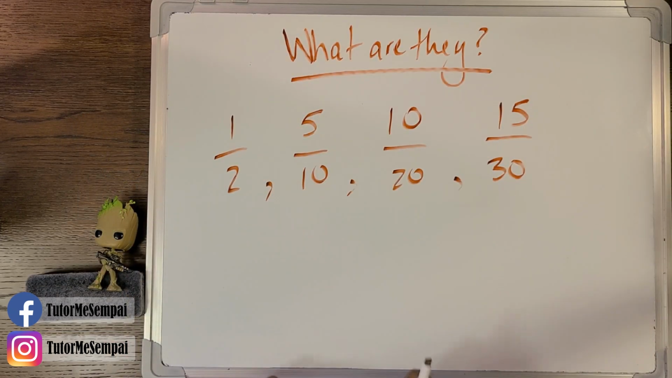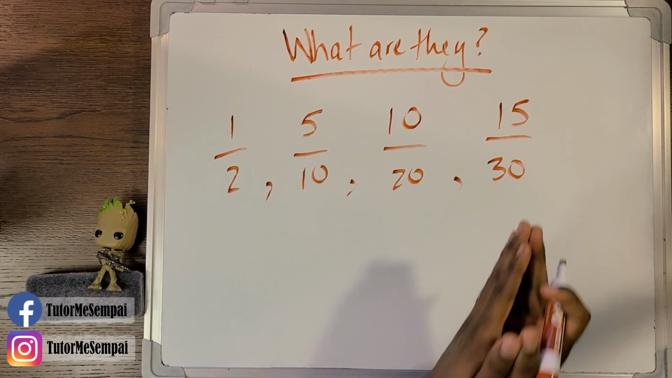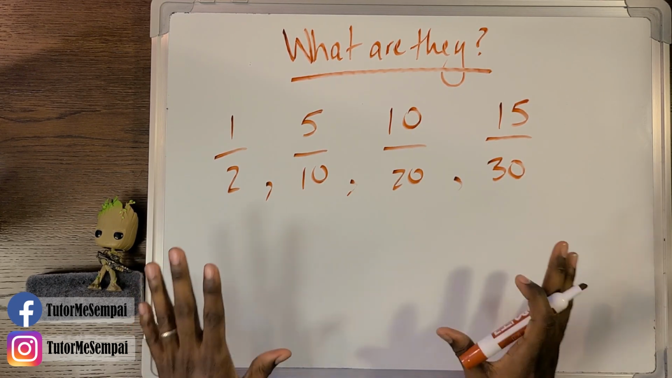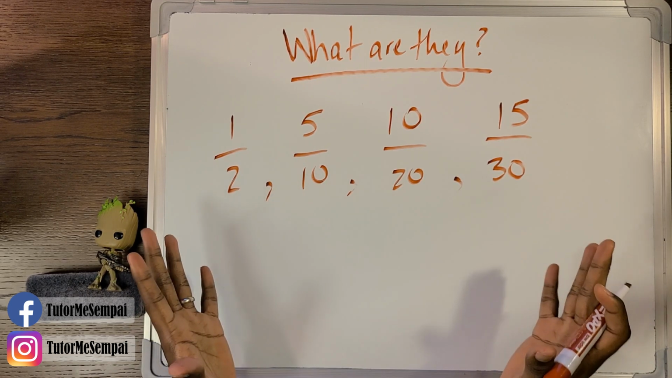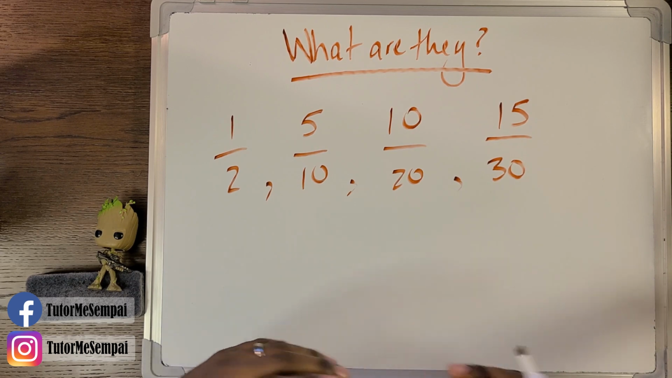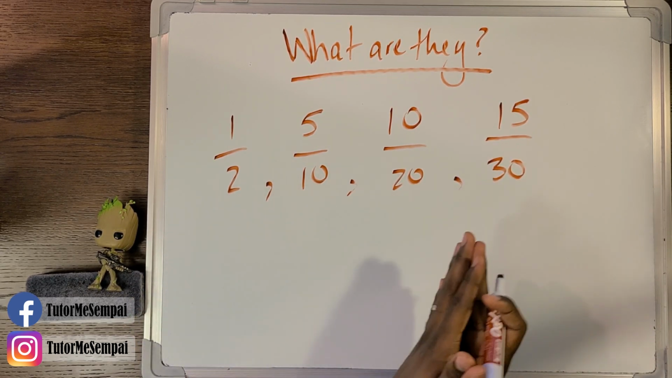Here we have 4 fractions: 1/2, 5/10, 10/20, and 15/30. These are what we call equivalent fractions. Now, these are not the only equivalent fractions we have. We have a ton more equivalent fractions. However, these are 4 such equivalent fractions.